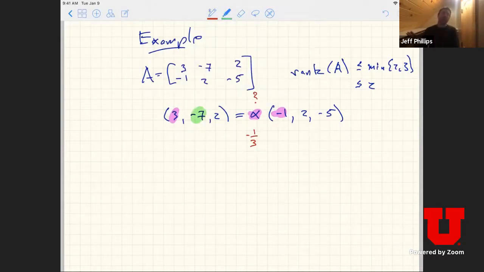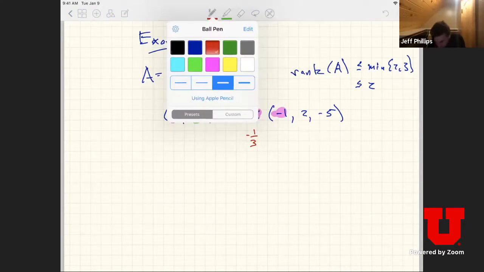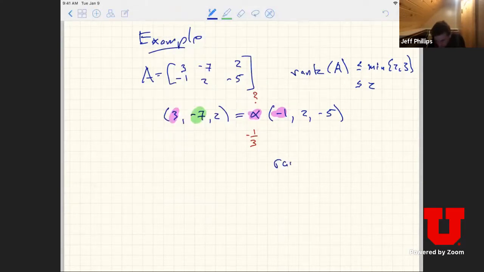So these are not linearly dependent. So that means the rank has to be 2. There are 2 rows which are linearly independent of each other, so the rank is equal to 2. Okay. The rank of A is going to be equal to 2. Okay, let's look at another matrix.